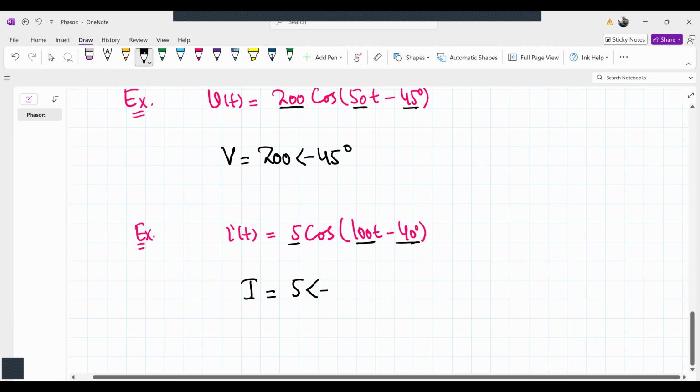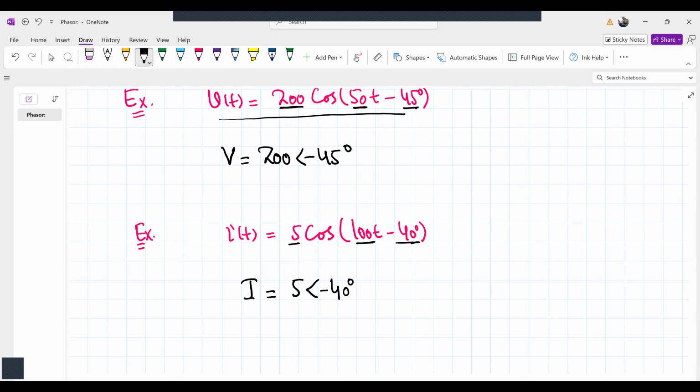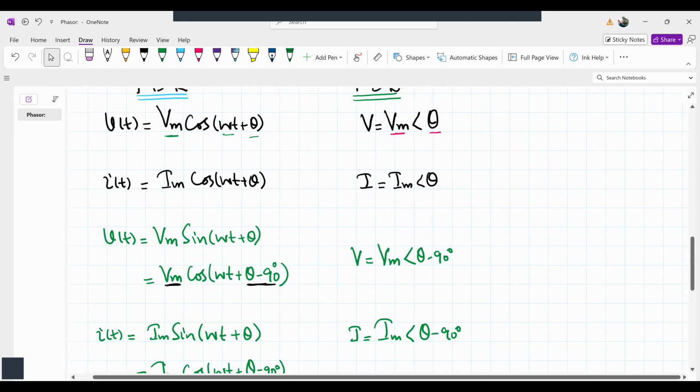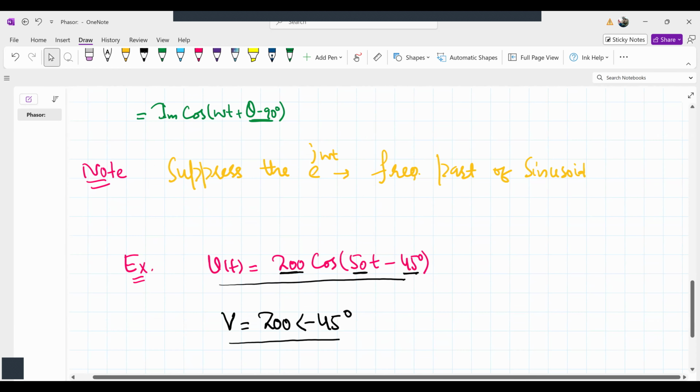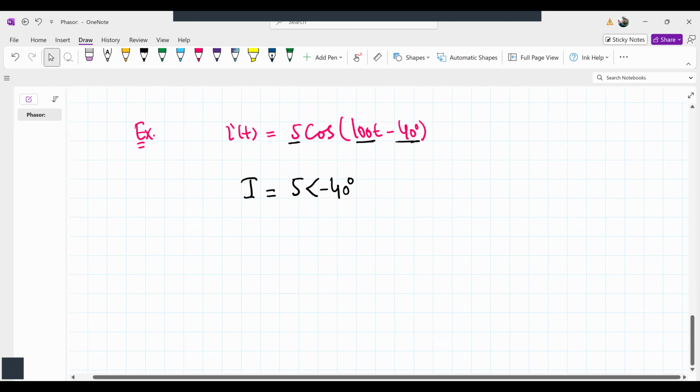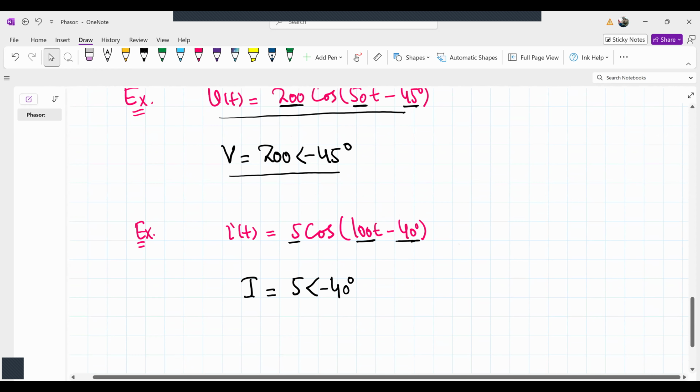All right, so we are given the time domain representation and we convert it into the frequency domain representation, or phasor domain representation. Later we'll see that the phasor domain representation is also referred to as the frequency domain representation. So we are given the time domain representation and we convert it into phasor.